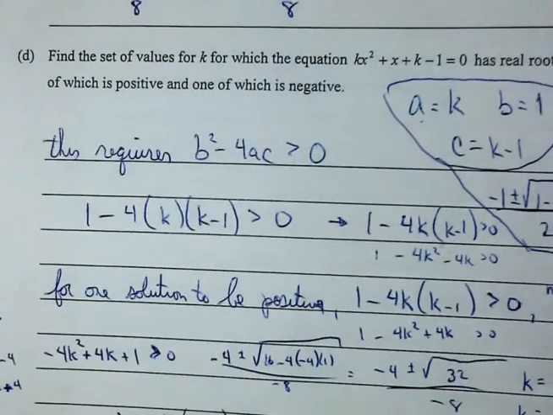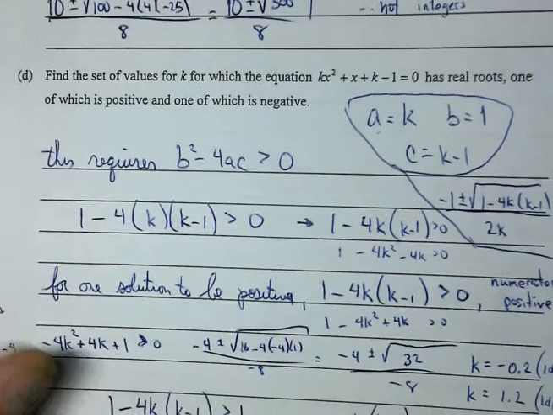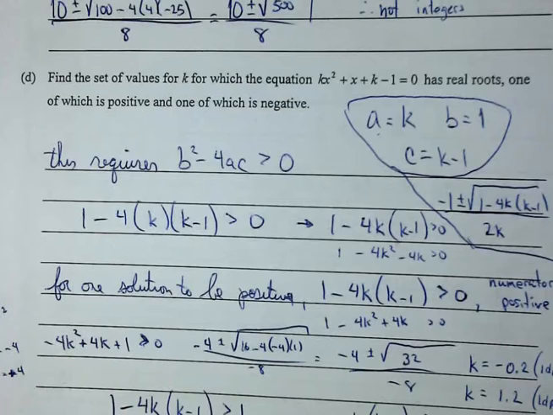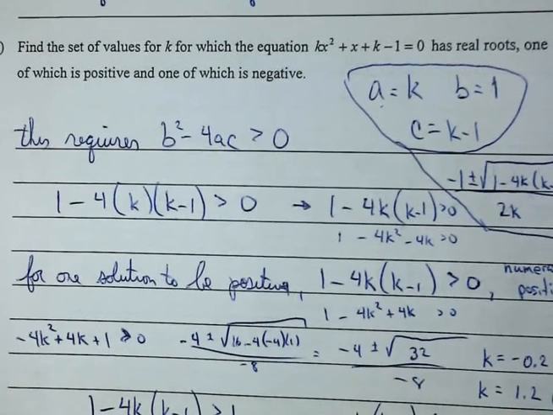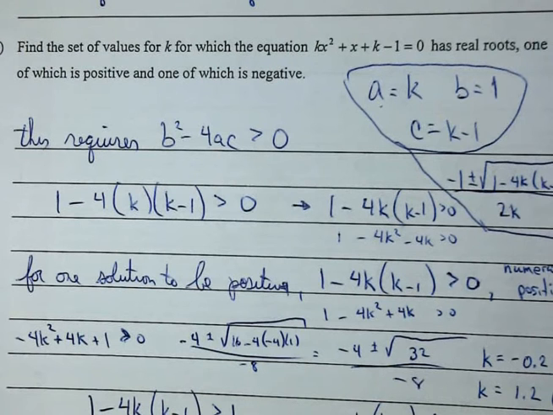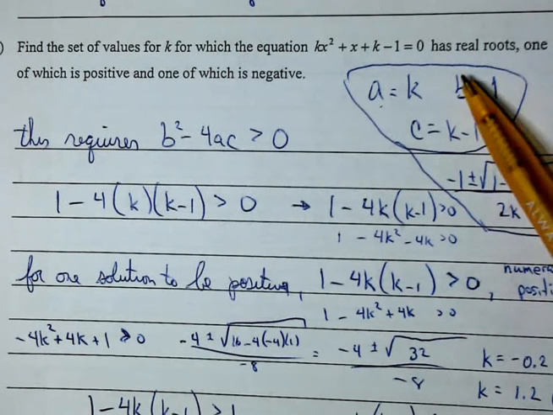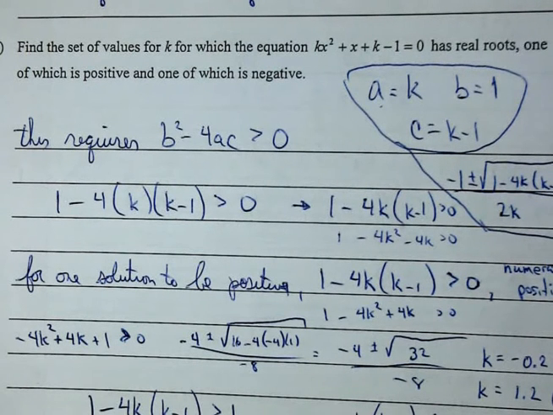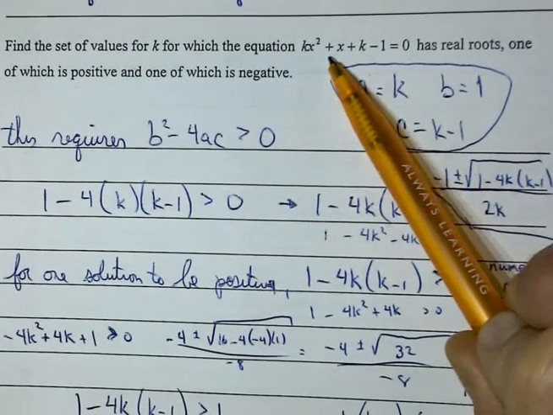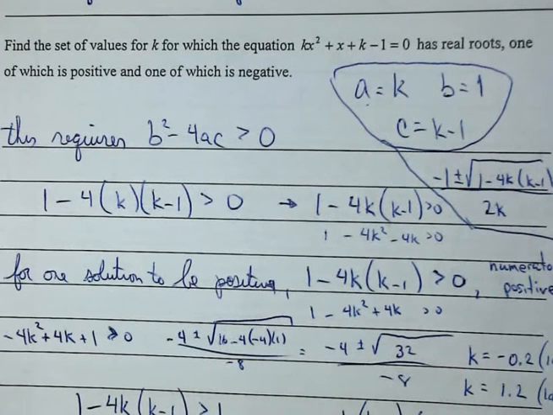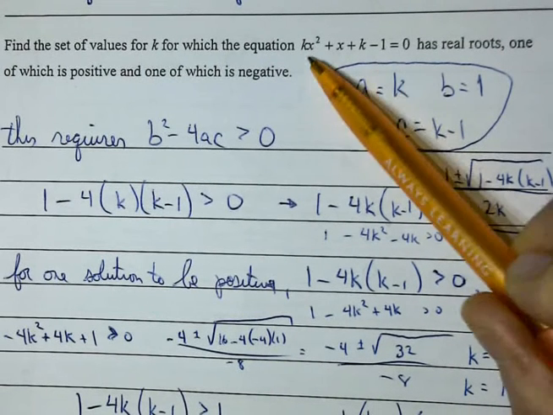D. Find the set of values for k, which the equation kx squared plus x plus k minus 1 equals 0 has real roots, one of which is positive and one of which is negative. So the first thing we do is we dissect our quadratic to realize that k is the value of a.